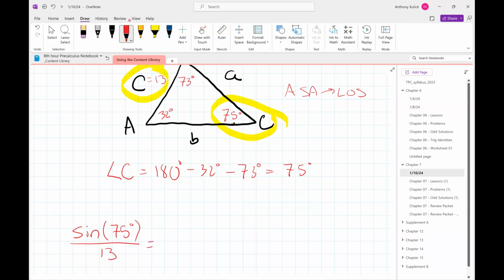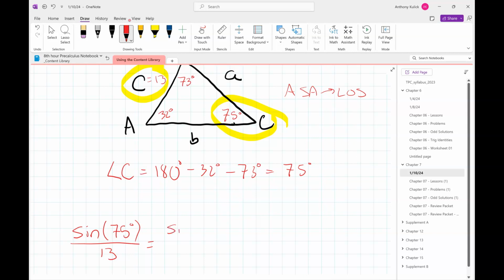And now I'm going to solve for either side A or side B. If it's side lengths we're solving for, it doesn't matter which one we do next. So for the sake of the alphabet, I'm going to solve in alphabetical order. I'll find side A next.